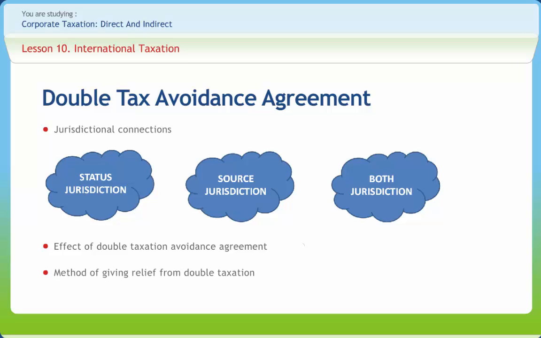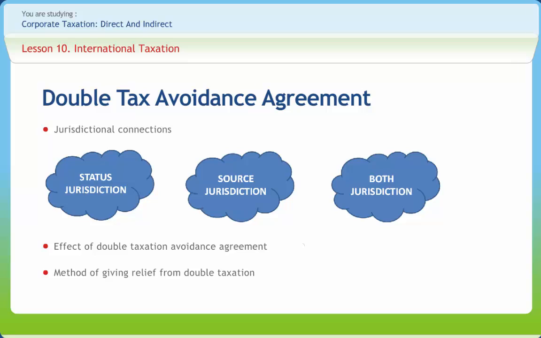Under Section 90 and 91 of the Income Tax Act, relief against double taxation is provided in two ways, which are unilateral relief. Under Section 91, the Indian government can relieve an individual from double taxation irrespective of whether there is a DTAA between India and the other country concerned.